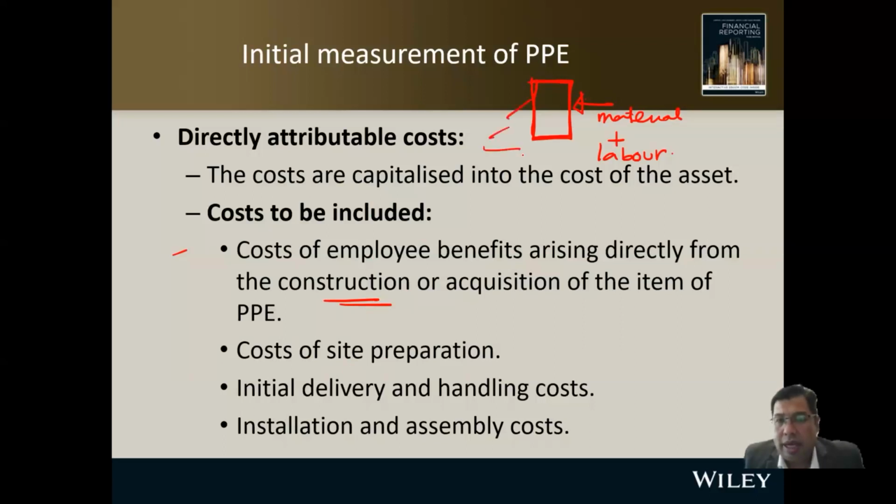You're preparing the site. This is important. You cannot build a building unless you prepare the site. You need to level the site. You need to build the foundation. Initial delivery and handling costs. Also installation and assembly costs. Cost to install the machine. Cost to assemble the machine. So this is part of the cost, so it falls under number 2, cost directly attributable to the assets.